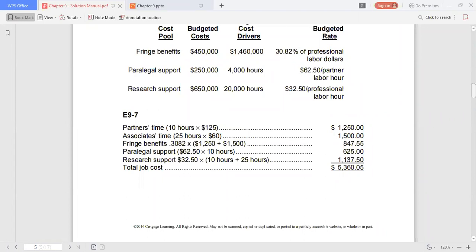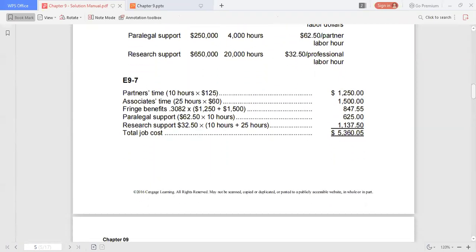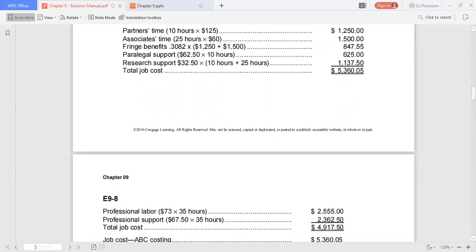Okay, then the research support is equal to 32.50 based on professional labor hours. So we now have the rate of 32.50 in 9-6. Then we multiply this by the sum of 10 hours and 25 hours. They are considered as professional labor hours. So we have the total job cost equal to 5,360.05.